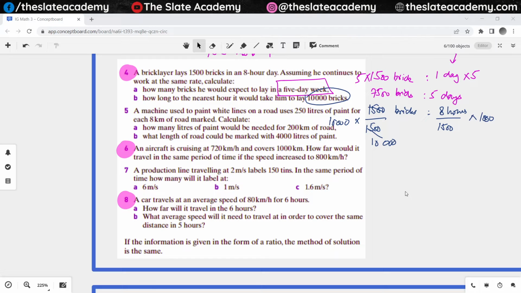10,000 bricks ratio 8 into 10,000 divided by 1500. So that gives me 53.33. Since it's less than 0.5, I can say 53 hours. 53.33, which is almost equal to 53 hours.